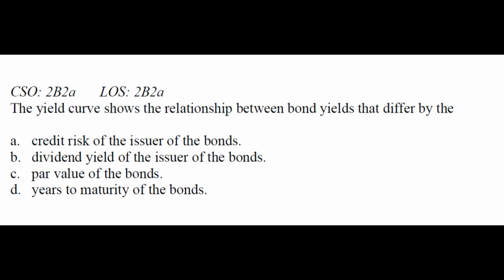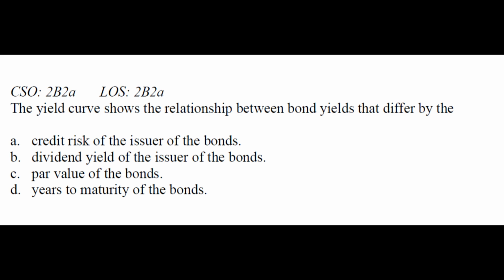A. Credit risk of the issuer of the bonds. Incorrect. Credit risk affects bond yields, but the traditional yield curve compares bonds with similar credit quality while varying only their maturities. Differences in credit risk produce credit spreads, not the yield curve itself. B. Dividend yield of the issuer of the bonds. Incorrect. Bonds pay interest coupons rather than dividends. Dividend yield is a concept associated with common stocks, making this option irrelevant.